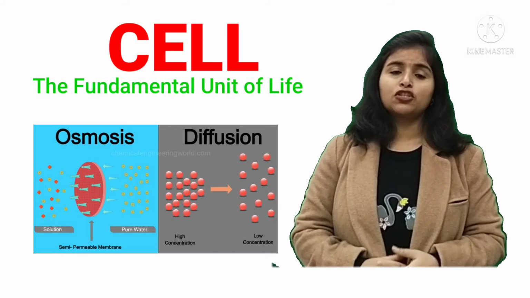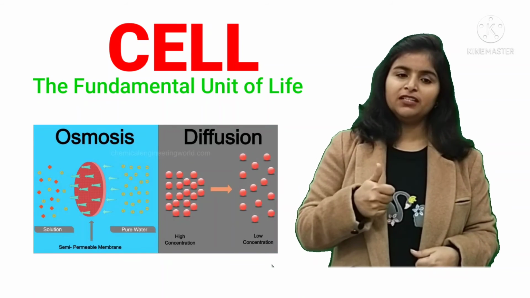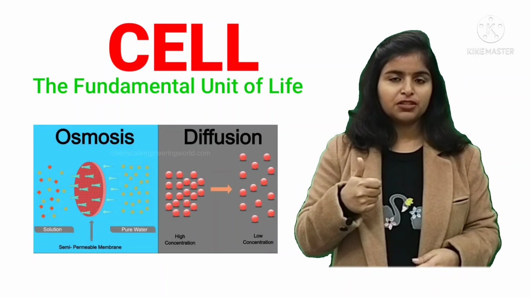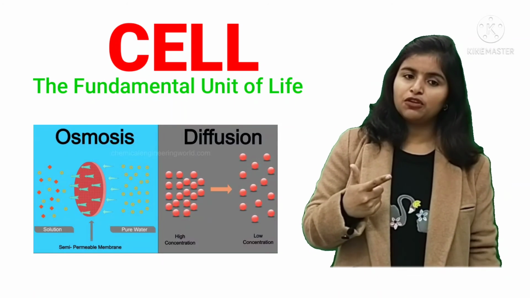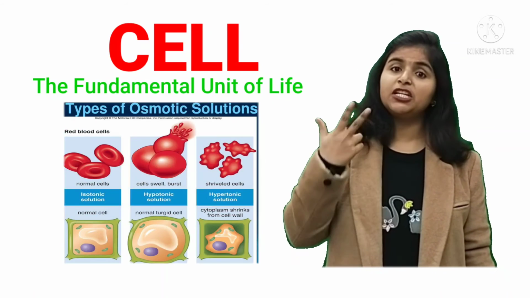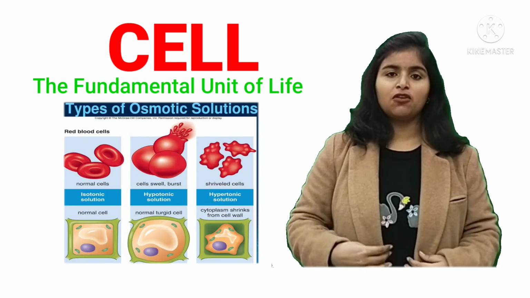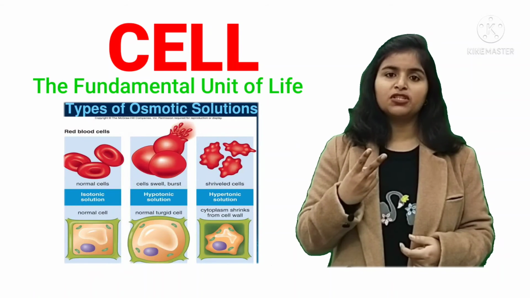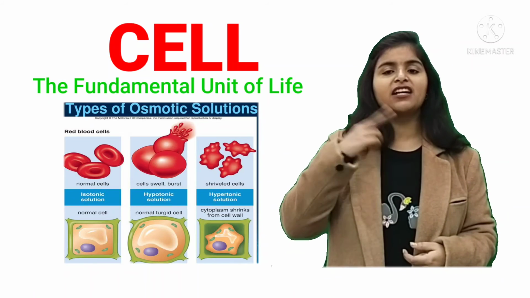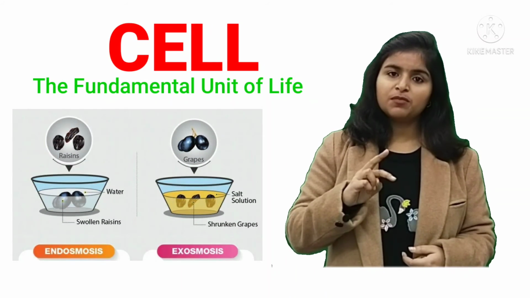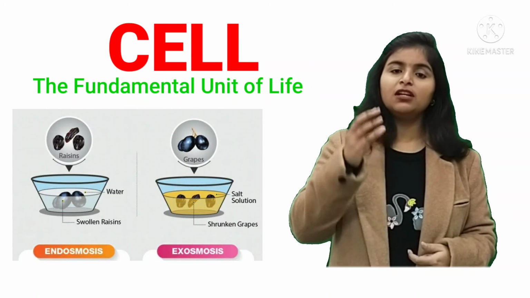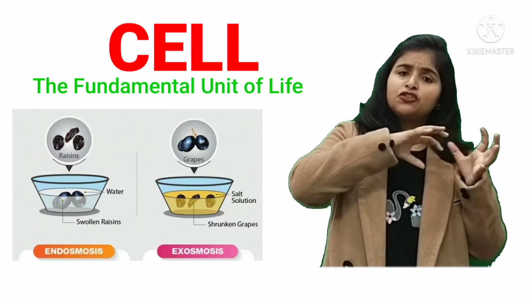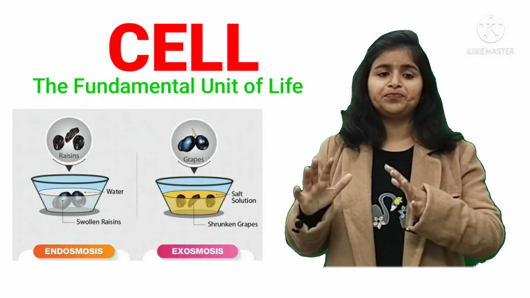The types of osmotic solutions are: number 1, hypotonic solutions, number 2, isotonic solutions, and number 3, hypertonic solutions. Now we will talk about the types of osmosis. There are two types of osmosis: endoosmosis and exoosmosis. Endoosmosis means osmotic entry of water into the cell, and exoosmosis means osmotic withdrawal of water from the cell.